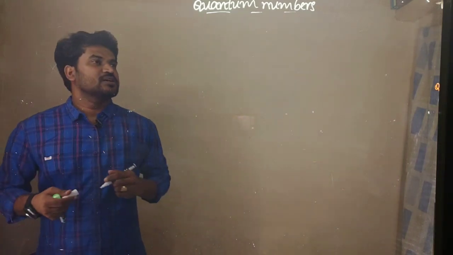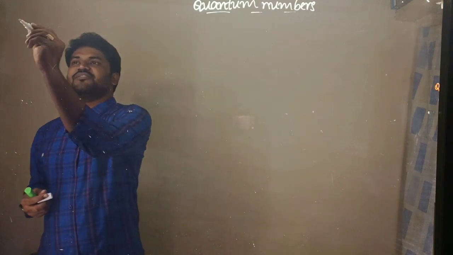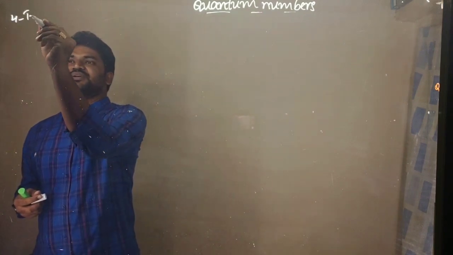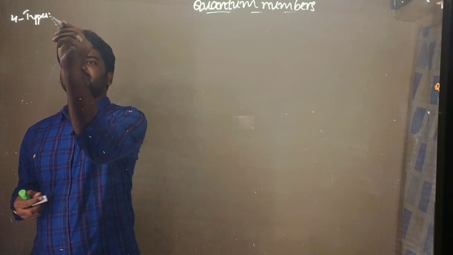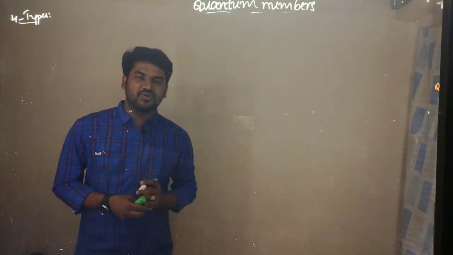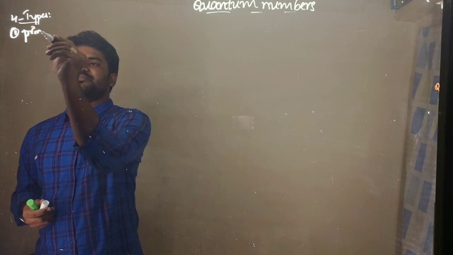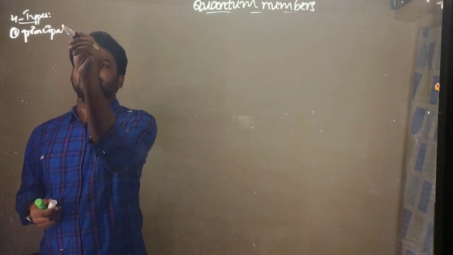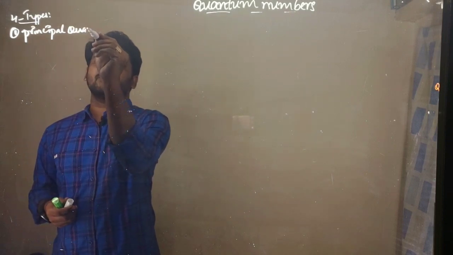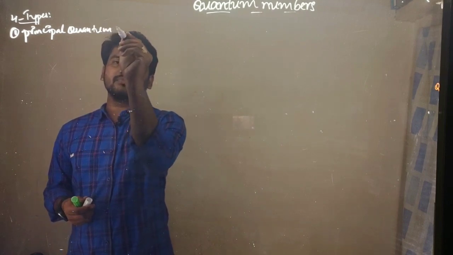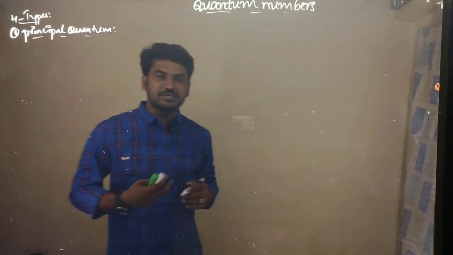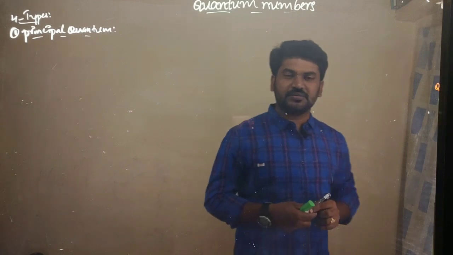So let us discuss quantum numbers. There we have four types of quantum numbers. The first one is the principal quantum number. It is not principle, it is principal quantum number.